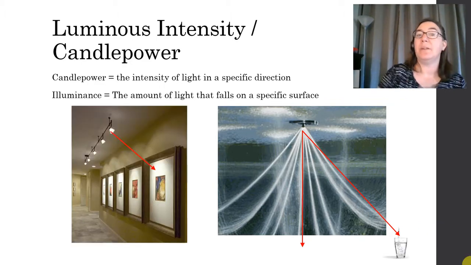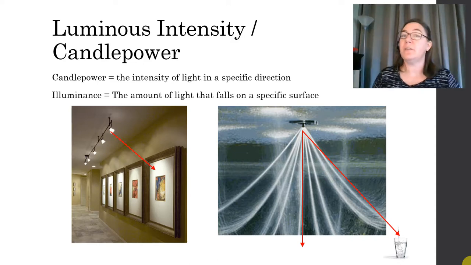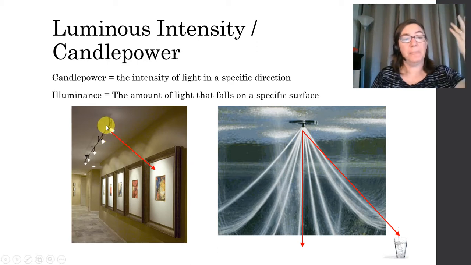So if candle power is the intensity of light in a specific direction, illuminance, let's remember that and reach back to this one, is the amount of light that falls on a specific surface. So candle power in this example is the intensity of light in a particular direction. Illuminance is going to be the amount of light that's falling on that particular surface.